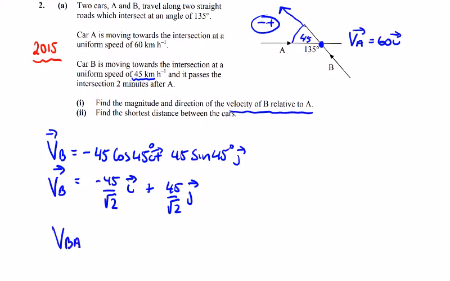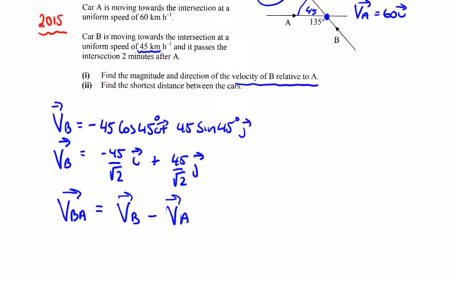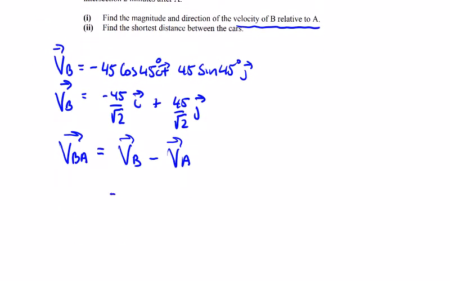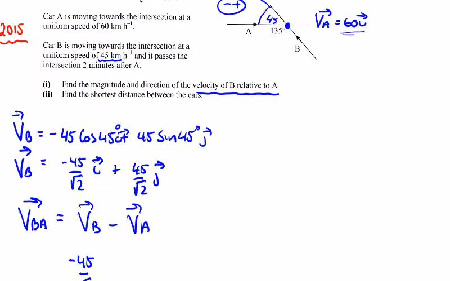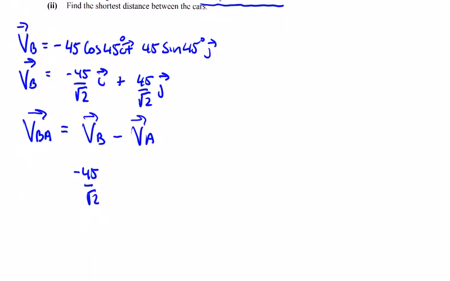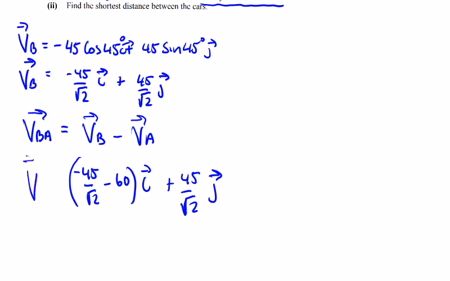The velocity of B relative to A, as you all know, is the velocity of B minus the velocity of A, which in this case is minus 45 over root 2, and it's going to be minus this 60 here, minus 60 in the I direction, and just plus 45 over root 2. I'm going to decimalize these as they look a bit awkward, but this is the velocity of B relative to A.